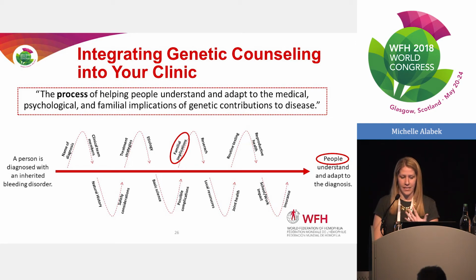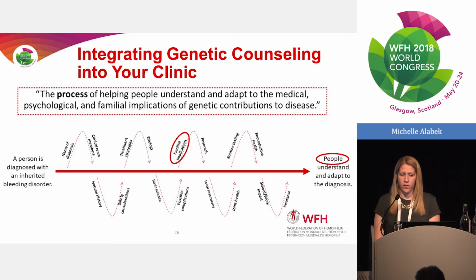But ultimately, as a team, what we're trying to do is get people from that left side where they have an initial diagnosis of an inherited bleeding disorder to the right side where people understand and are able to fully adapt to what that diagnosis is. And I think one of the really key important pieces of that is the familial implications of the disease, and that you're really not just making this an impact for the patient, but actually for the people that it affects beyond the person who's sitting in the chair in front of you.